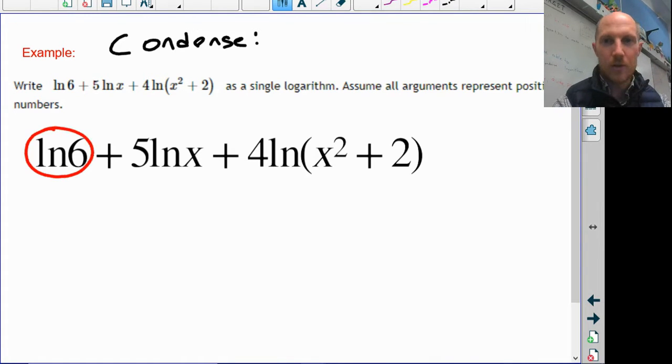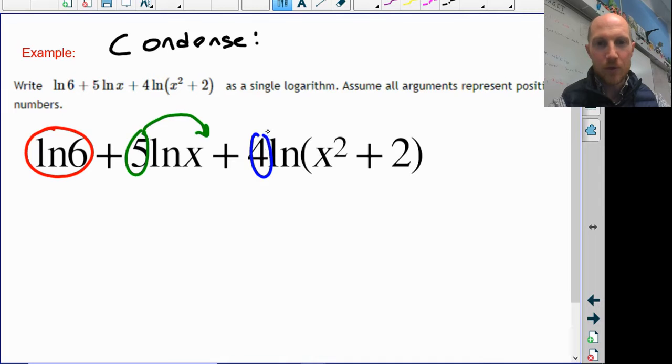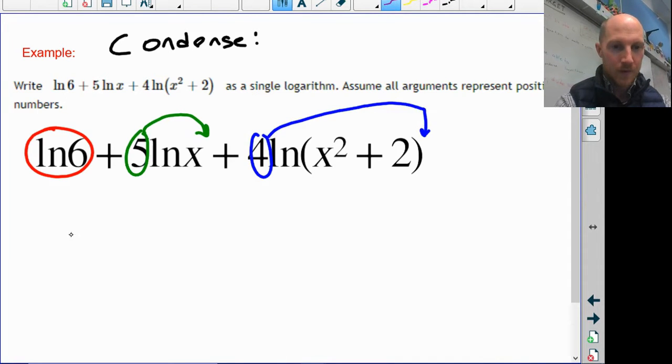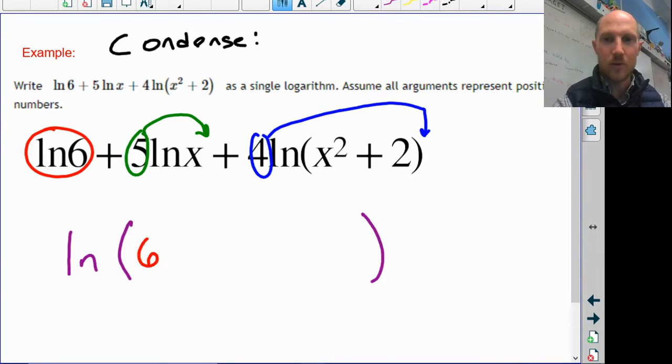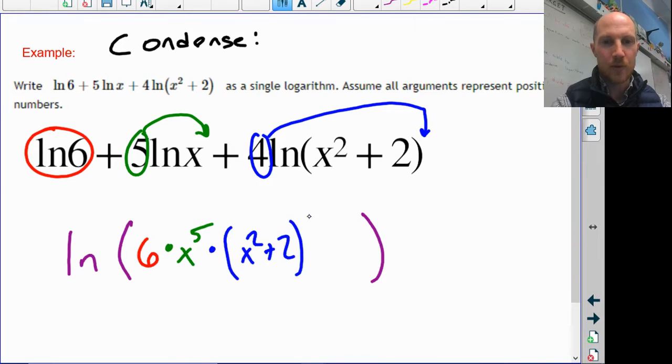This one will be in red. This one, I got a 5, so that is going to condense. The 5 will turn into the exponent on the x. And the 4 here is going to turn into the exponent on that whole entire set of parentheses. So natural log of 6 times x to the power of 5 times x squared plus 2, close parentheses, the whole set of parentheses to the power of 4.